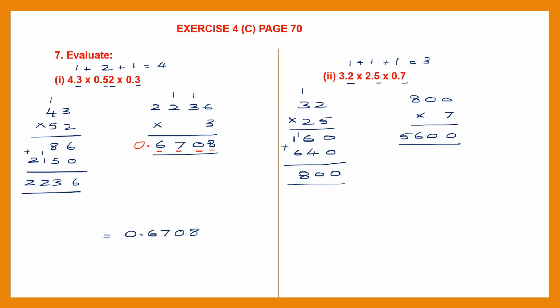That means in our answer also we should have 3 decimal places. That means after the point there should be 3 digits. Let's start from the right and move to the left. 3 places. 1, 2, 3. So the point comes here. So what is our answer? Our answer is 5.600. We can ignore the 2 zeros and write 5.6. So this is our answer. So the first answer is here and the second answer is here.